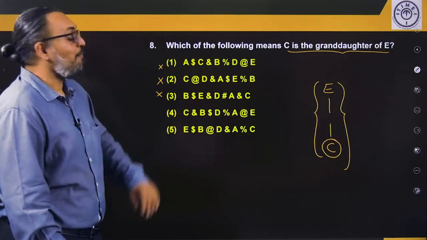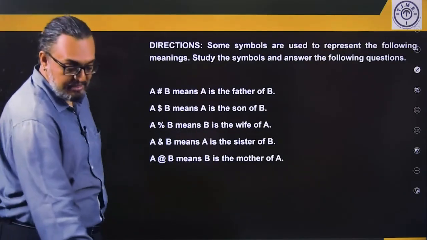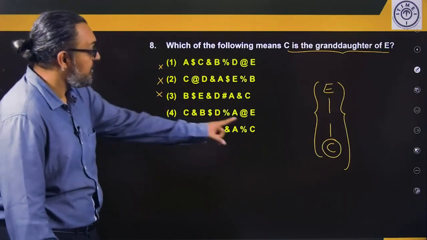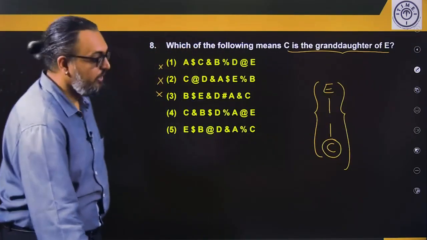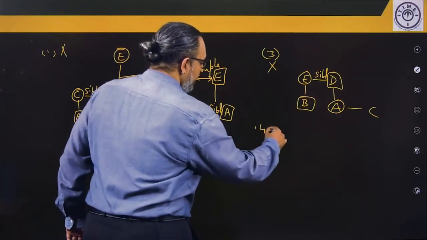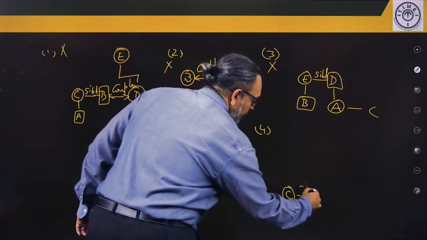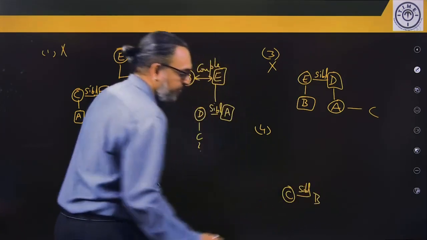So we have C ampersand B. So what does ampersand mean? Ampersand means a sister in the forward direction. So C is a sister of B. Yes, I am now interested in that. So let's take the fourth option. So we have C is a sister to B. So they are siblings.